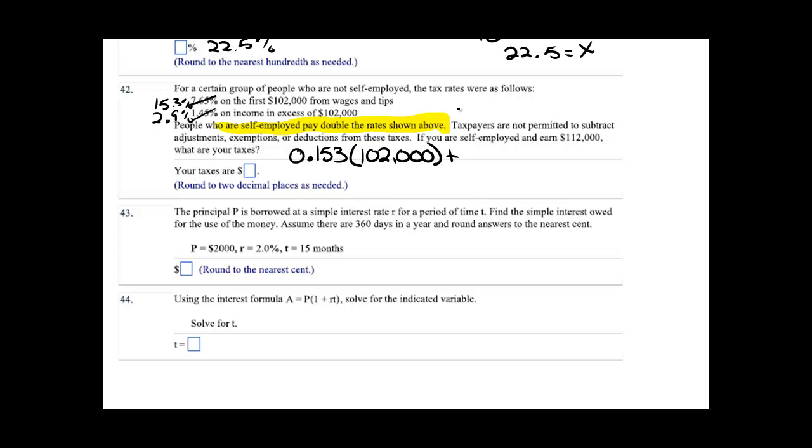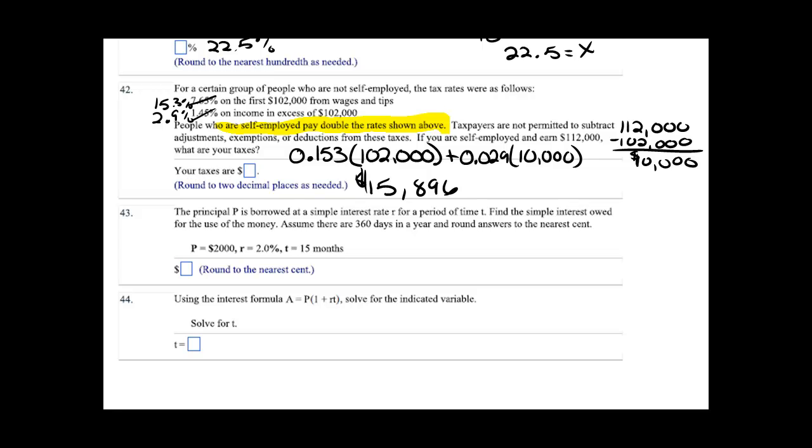And then we still have $10,000 more dollars. So we did the $112,000. We put $102,000 into that first bracket, which leaves us with $10,000 left to be taxed at that lower percentage. So the 2.9% will be 0.029 times 10,000. And if you plug that into your calculator, you're going to get 15,896.